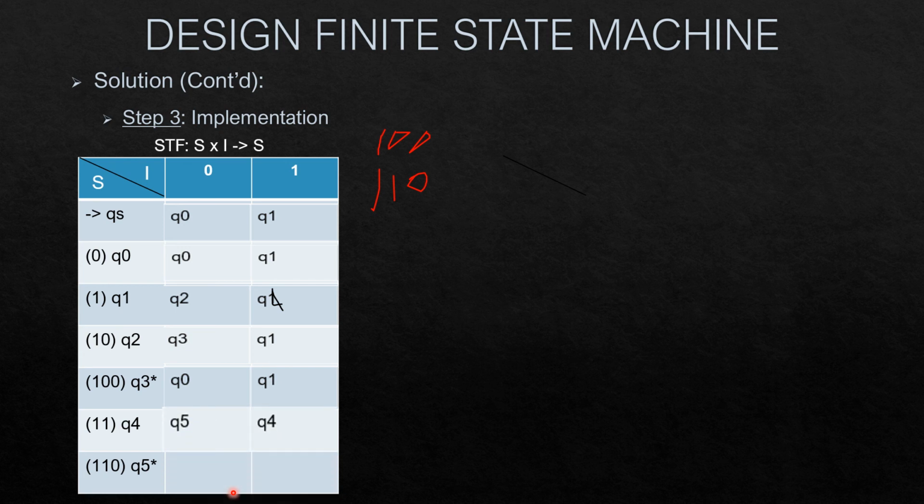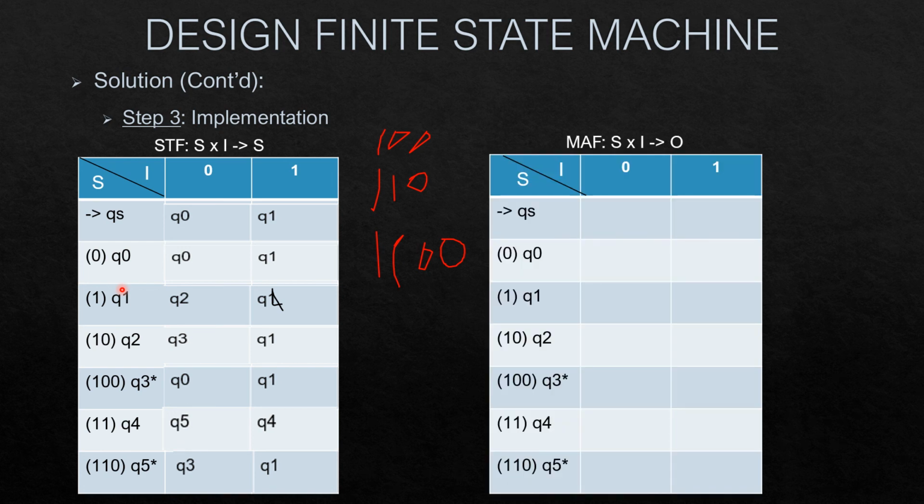And finally, from Q5 state, I will transit to Q3 state because if we get 110 and the next input as 0, the string becomes 1100, which is our Q3 state, which is also a final state. Or from 110 on getting the next input as 1, we transit to Q1 state. Now let's begin the designing of our MAF, that is our machine function.